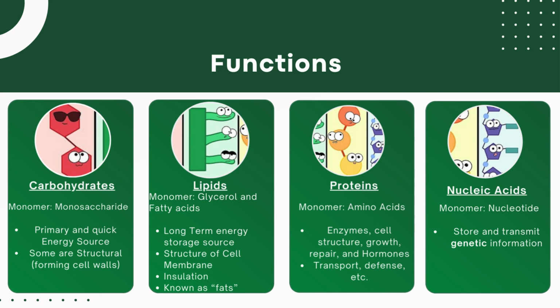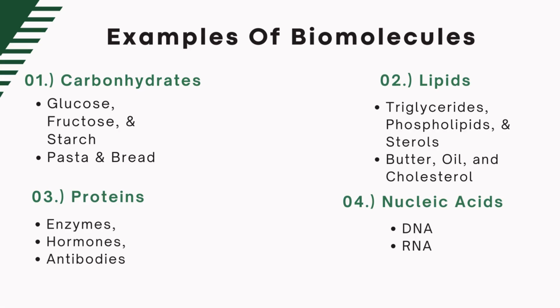For proteins, their monomer is amino acids, and they are used for enzymes, cell structure, growth, repair, and hormones. You can also see them be used for transport and defense. Nucleic acids have the monomer nucleotide. The nucleic acids store and transmit genetic information. Here are a few examples of the biomolecules.